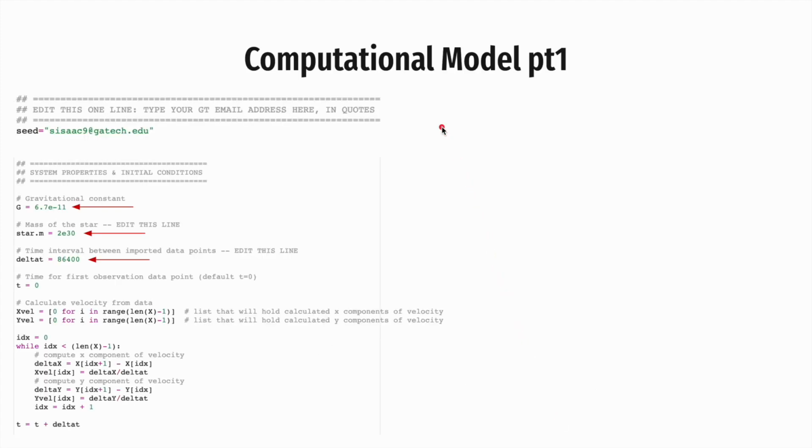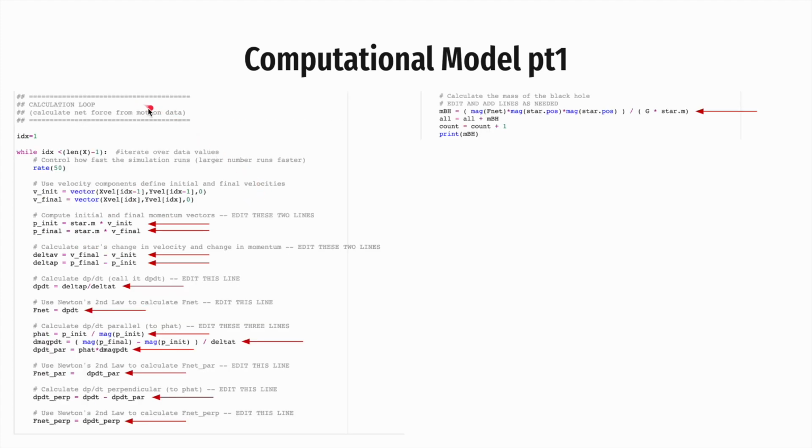So for the computational model for part 1, I inputted my email, which gave us the data that we were going to use, and then I changed these 3 values depending on what we were going to do, which is 1 day, and then the mass of the star and the gravitational constant. And then for the control loop, the calculation loop, I found the p initial and the p final by doing the mass of the star times the v initial and the v final respectively. And then for the change in velocity and the change in momentum, I did its final minus its initial values, as we can see here.